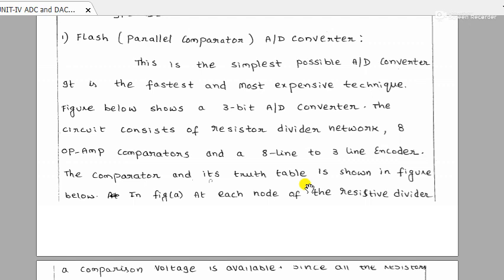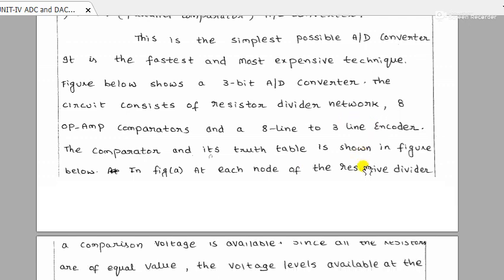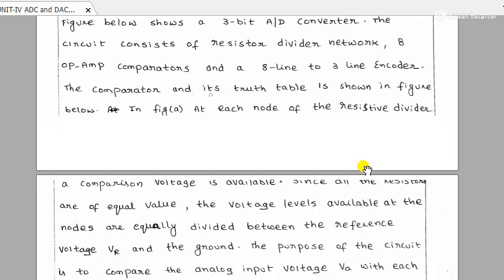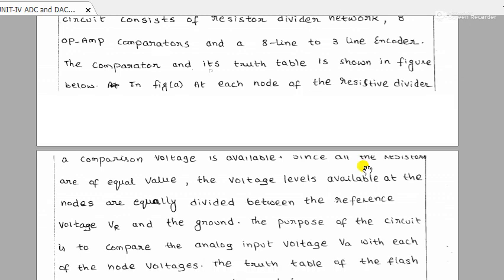So the circuit consists of 8 comparators and an 8 to 3 line encoder. So we are going to discuss the comparator and its truth table. Each node of the resistive divider, here the resistor values are equal, and the voltage available at each node is equally divided between the reference voltage and the ground. What is the purpose of this? The purpose of the circuit is to compare the analog input voltage with the node voltage.